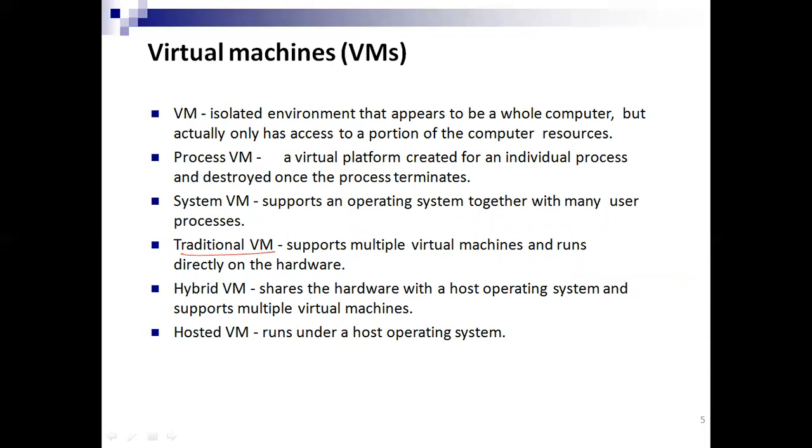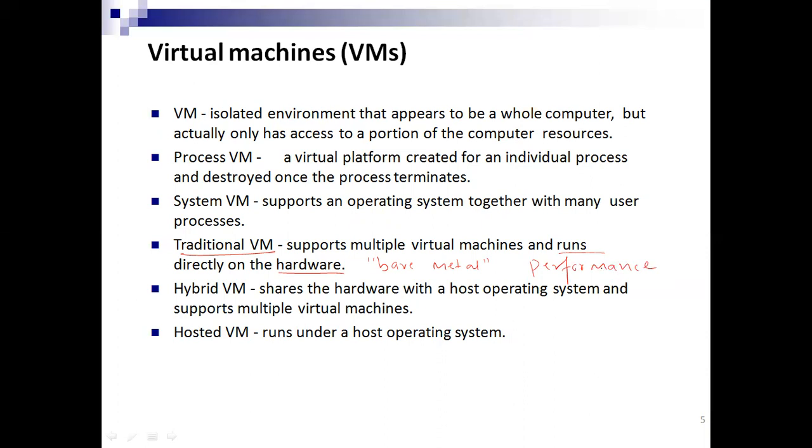Traditional virtual machine is also called a bare metal. Remember this. This is also called bare metal virtual machine monitor. It is a thin software layer that runs directly on the host machine hardware. Its main advantage is performance. The main advantage of the traditional virtual machine is performance.